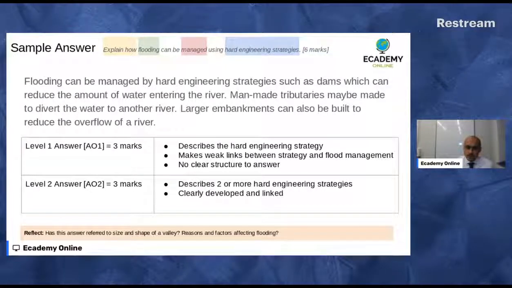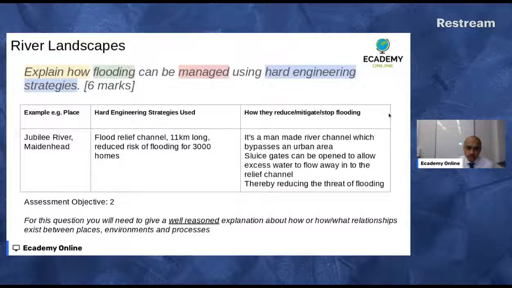Okay, so it's really important that you pay attention to the how part of the question, because it's explain how flooding can be managed. Simply stating something, an example, and then not explaining how it actually reduces the flow or helps to manage a flood event is not going to get you a level 2 answer. So be very, very careful when you're answering this.